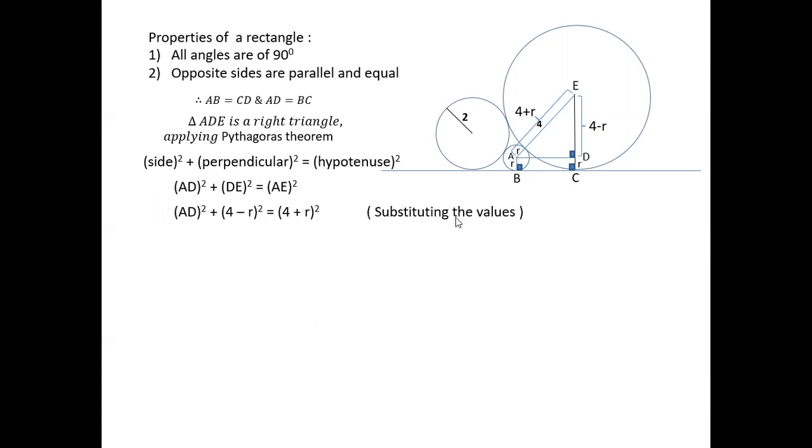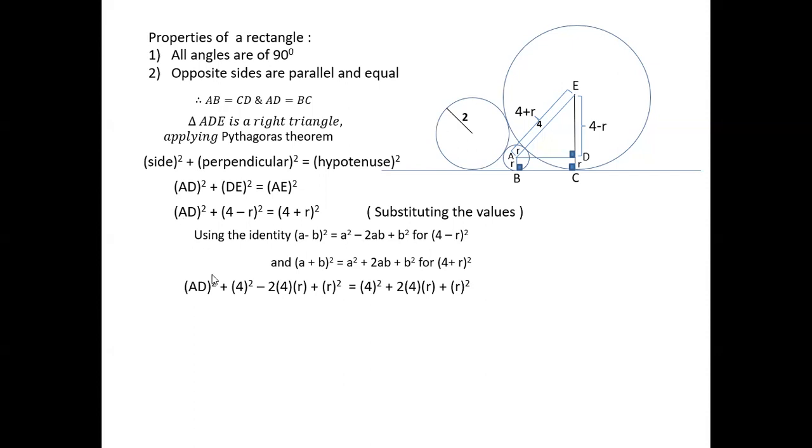Now we have A minus B and A plus B, so let us use the identity. A minus B whole square is A square minus 2AB plus B square, for 4 minus R whole square. And we use the identity A plus B whole square, that is A square plus 2AB plus B square, for 4 plus R whole square. So when you use the identity, AD square is 4 square minus 2 into 4 into R plus R square, and on this side, 4 square plus 2 into 4 into R plus R square.